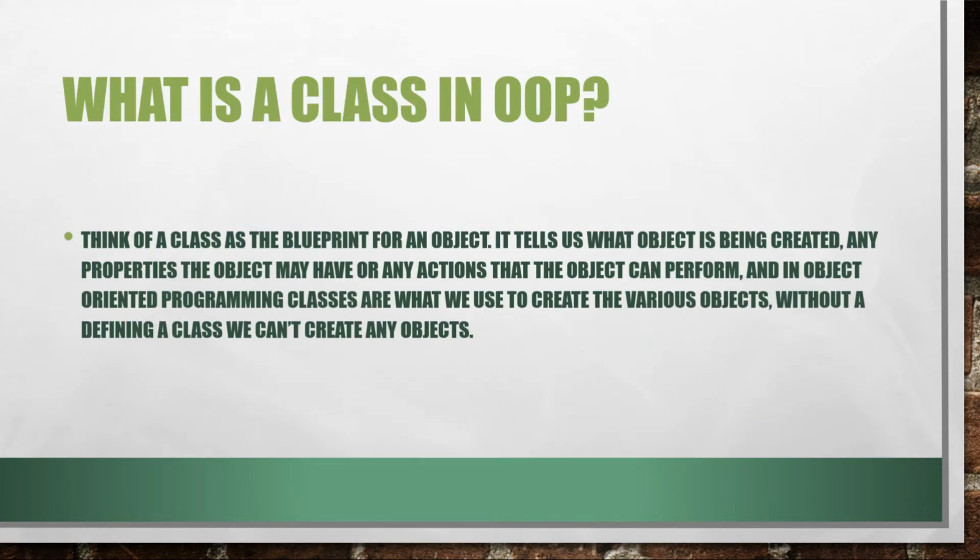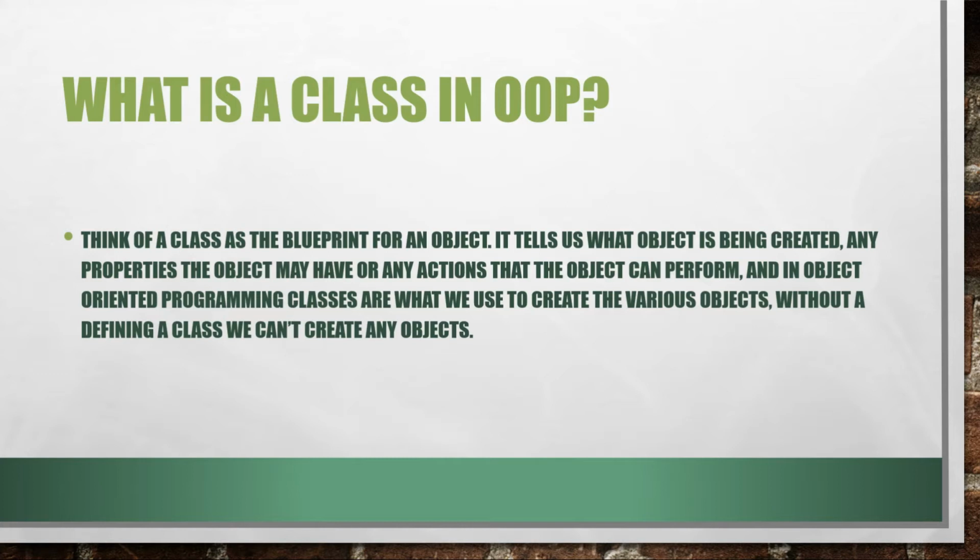Alright, so let's talk about the first thing you want to know in object-oriented programming. What is a class in OOP? Well, think of a class as the blueprint for an object. It tells us what object is being created and any properties the object may have or any actions that the object can perform. And in object-oriented programming, classes are what we use to create the various objects. Without defining a class, we can't create any objects.